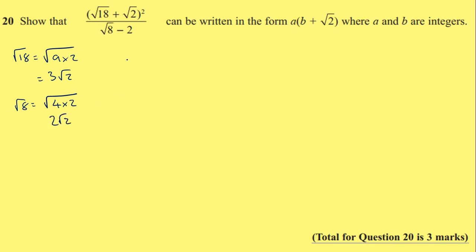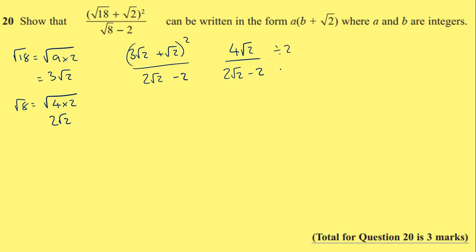So what we're going to end up with is actually going to be 3 root 2 plus root 2, all squared, over 2 root 2 minus 2. Well, what's 3 root 2 plus root 2? Surely that's going to be 4 root 2's over 2 root 2 minus 2. Now I'm going to divide the numerator by 2 and divide the denominator by 2, because 2 is actually a common factor for every single one of these terms. So I'm going to get 2 root 2 over root 2 minus 1.